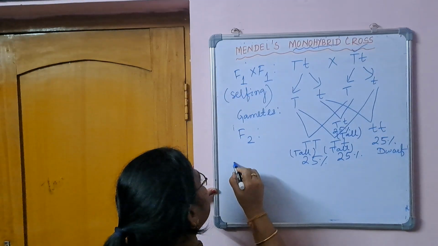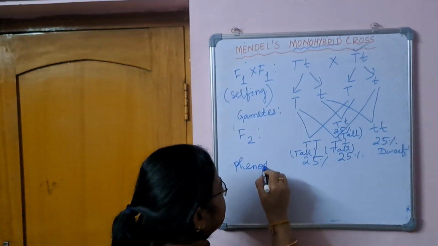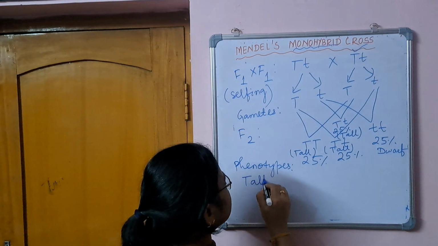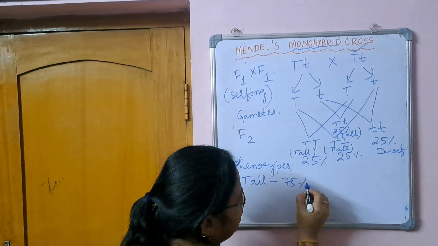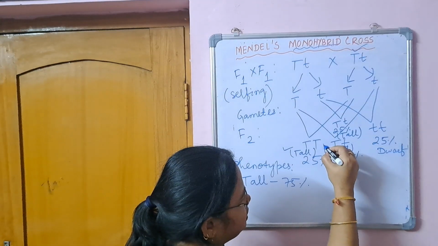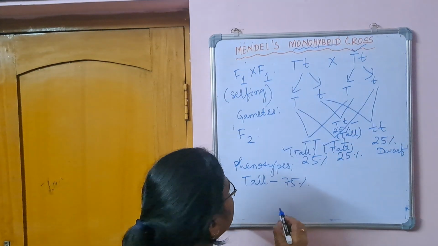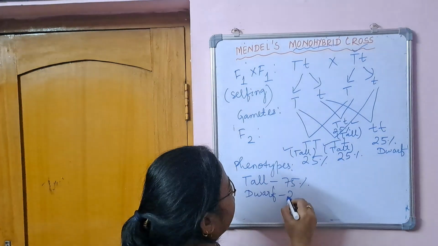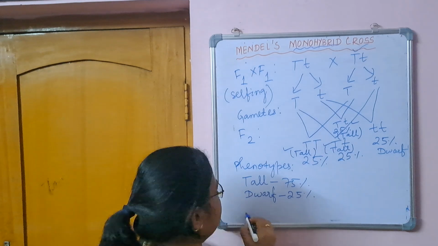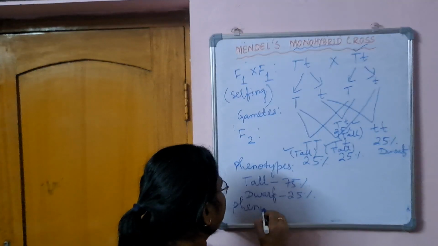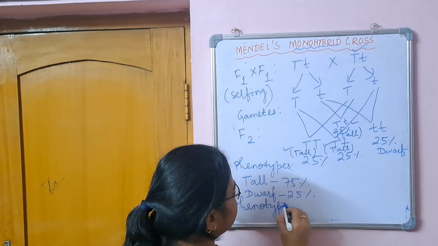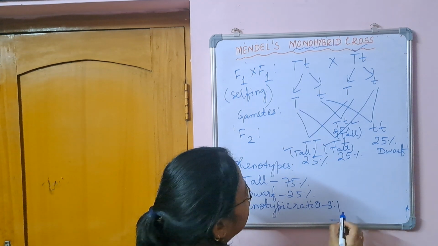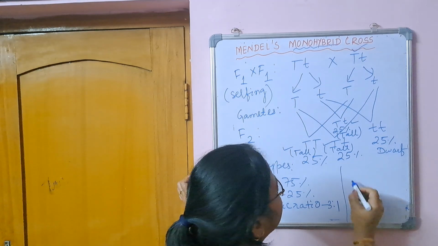Now here, if you consider phenotypes, tall is coming 75%. You can see, this is one 25%, this is another, and this one another. Then dwarf is coming 25%. Now what is the phenotypic ratio here? The phenotypic ratio is 3:1.